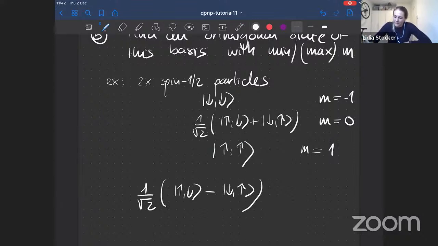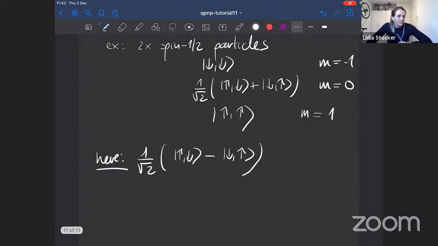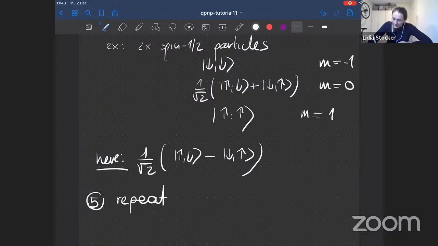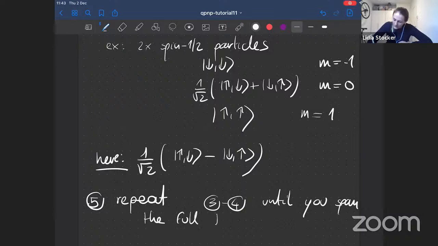And then we have 4 states, and we already span all of the Hilbert space. Agree? So we have 2 particles, each of them has a local Hilbert space dimension of 2. So we have 2 to the 2. The basis has 4 elements. Otherwise, what do we have to do here? So repeat 3 and 4, and we will go back to 3 and 4 until you span the full Hilbert space.